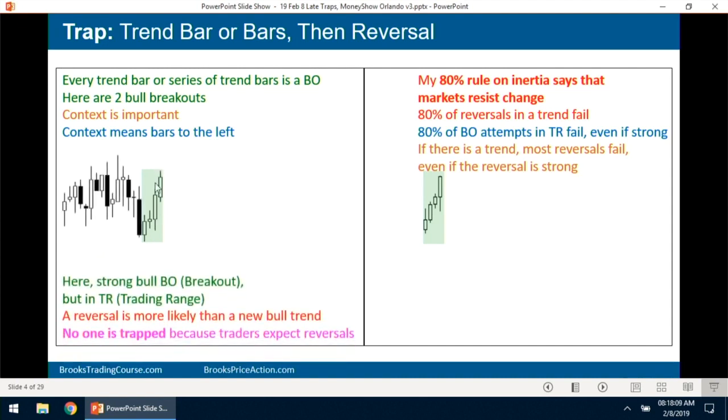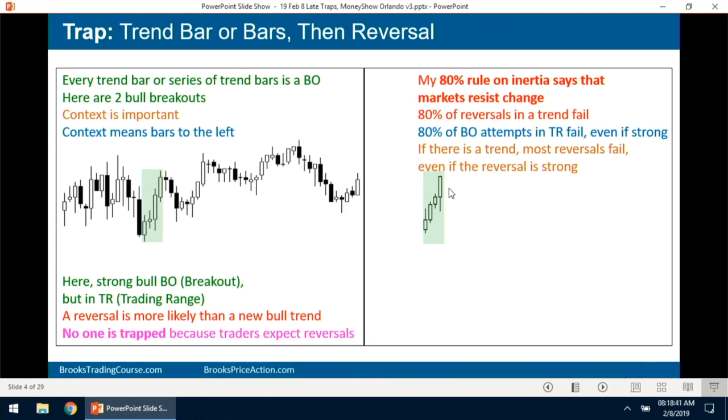leading up to the breakout, the market's in a trading range. And my 80% rule says that 80% of the time, that's not going to lead to a trend. What it will do is lead to a continuation of the trading range. And no one's really trapped here. You can call it a bull trap if it reverses down. But everybody expects that this is not going to lead very far, that it's a bull leg in a trading range. And that's what we had. It was a rally. We got a little bit more up, wedge top, but then back down.